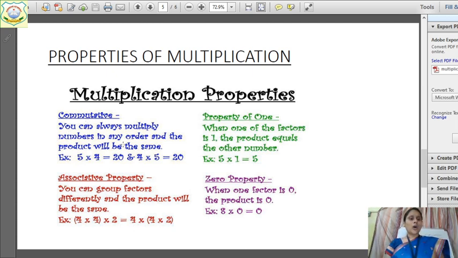You can always multiply numbers in any order and the product will be the same. So, we can multiply numbers in any order, the answer will be same. For example, 5 4s are 20 and 4 5s are also 20. So, in both the cases answer is 20.